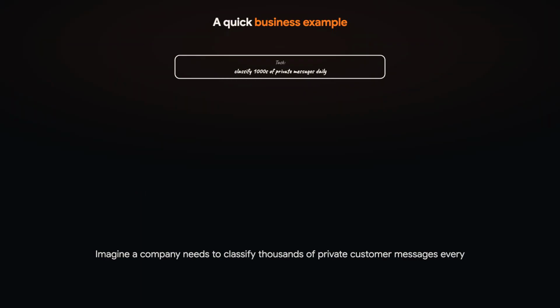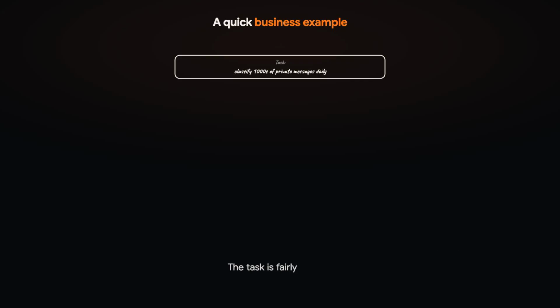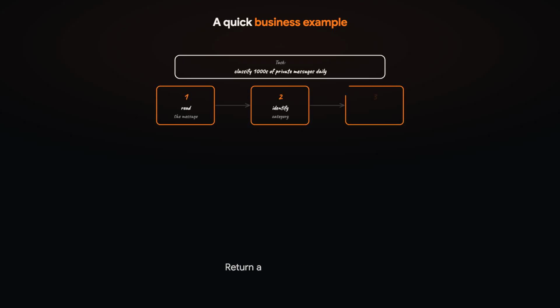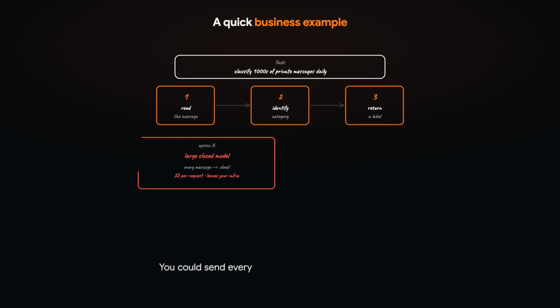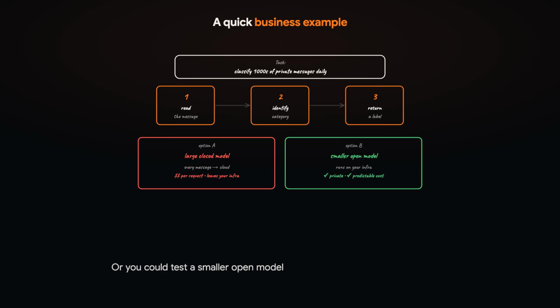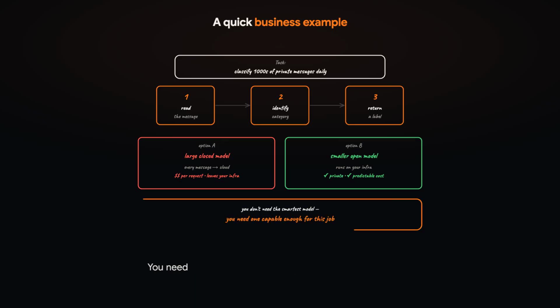Let's make this practical. Imagine a company needs to classify thousands of private customer messages every day. The task is fairly narrow. Read the message, identify its category, return a structured label. You could send every message to a large closed model, or you could test a smaller open model running on infrastructure you control. If that smaller model reaches the accuracy you need, something interesting happens. You may not need the most capable model in the world. You need a model that's capable enough for this specific job.